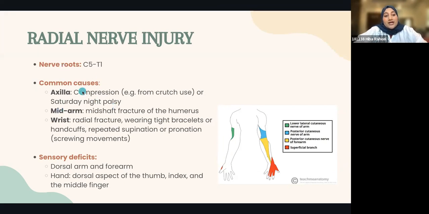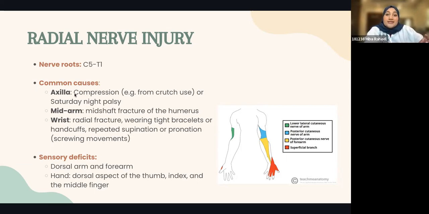Okay, so how can the radial nerve be damaged? There are 3 common places where the radial nerve can be damaged: your axilla, the mid-arm, and the wrist. Because the radial nerve goes all the way from here down to here, along its course it can be easily damaged, right?